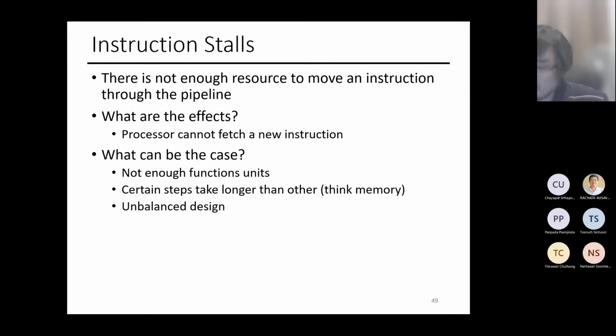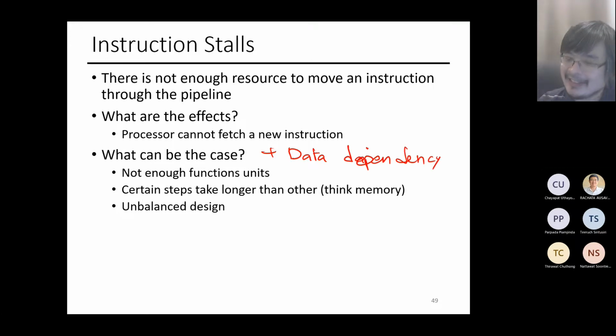You can have the case where the memory, for example, takes longer. You can have things like unbalanced design. Or you can have data dependency. What we just saw earlier is called data dependency. Data dependency means that my future instruction depends on the result of my previous instruction.